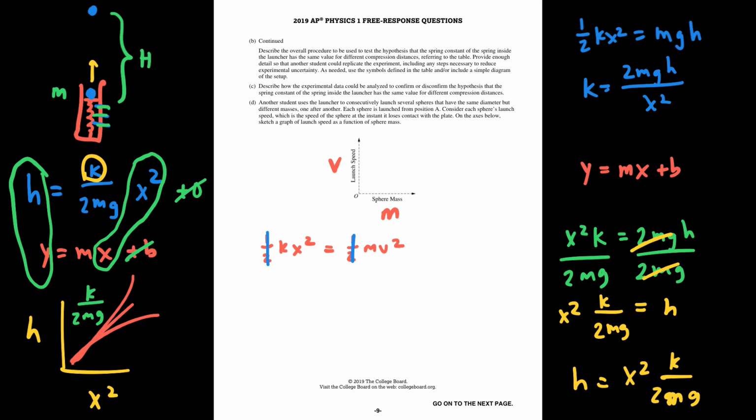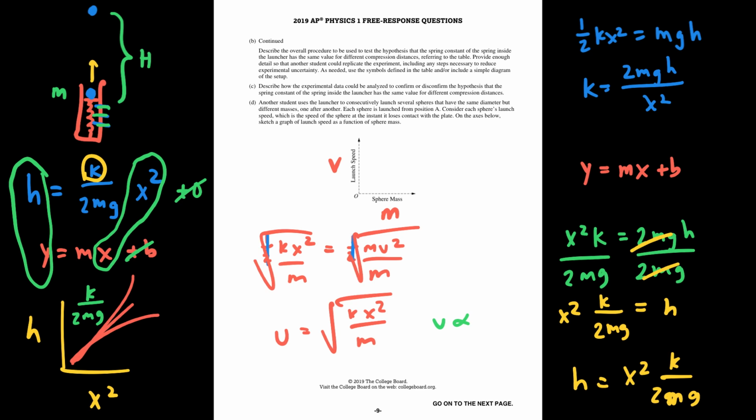And so when I solve this for v, I'm going to divide both sides by m, and then I'm going to square root both sides of the equation. And this will leave me with an equation that says v is equal to the square root of kx squared over m. And so I know that v is proportional to 1 over the square root of m.